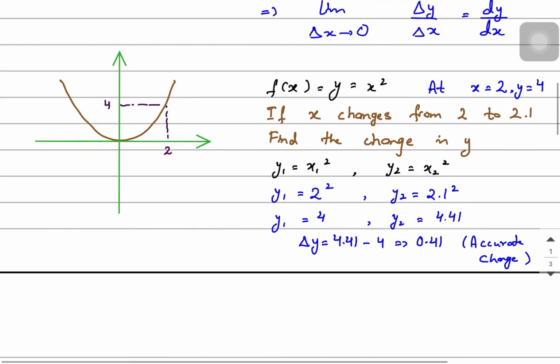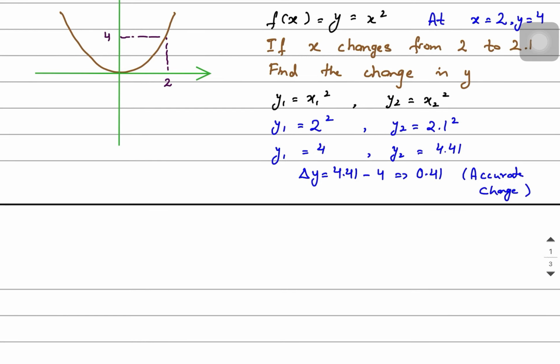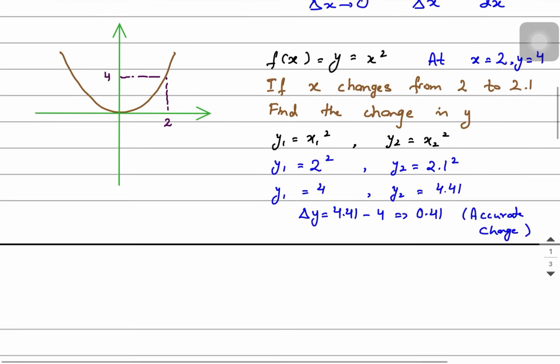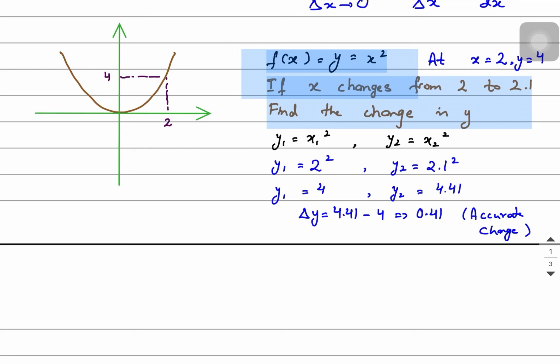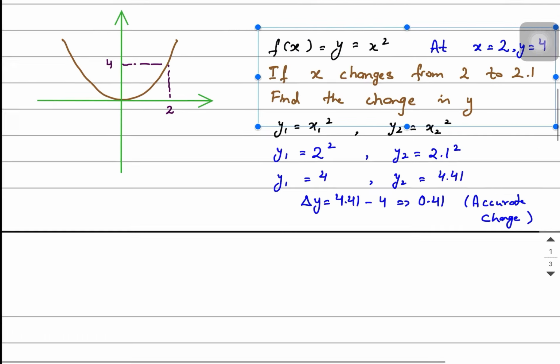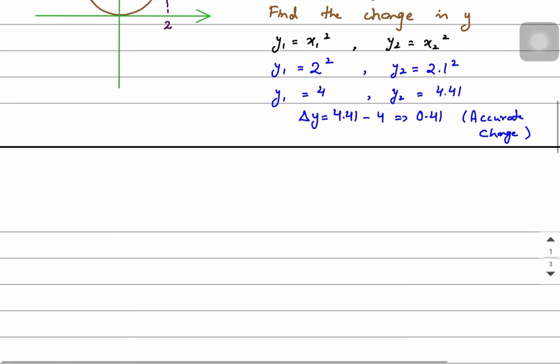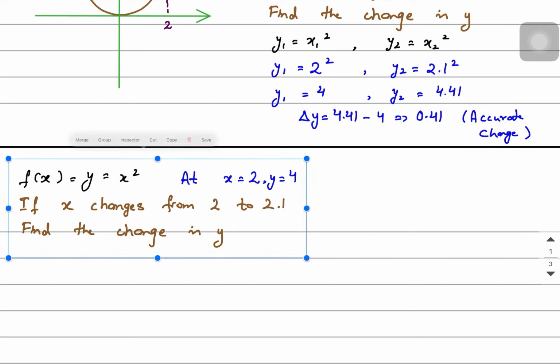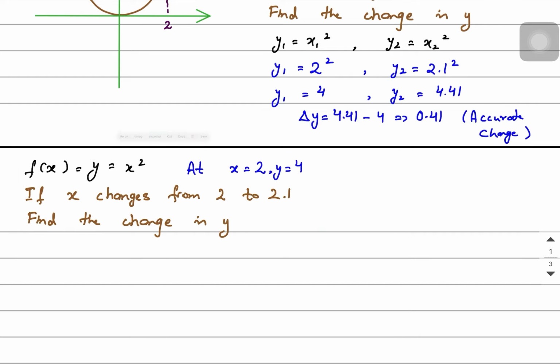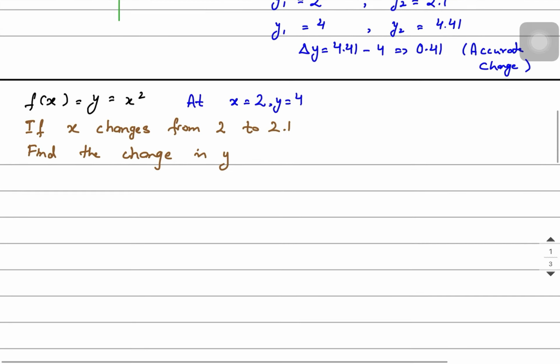So now the approximate change. Differentiation is basically used for the approximate change. So the same question again. What is the question? The question says that if y equals this, at x equals this, if x changes from this. So now I'm going to find out the approximate change.